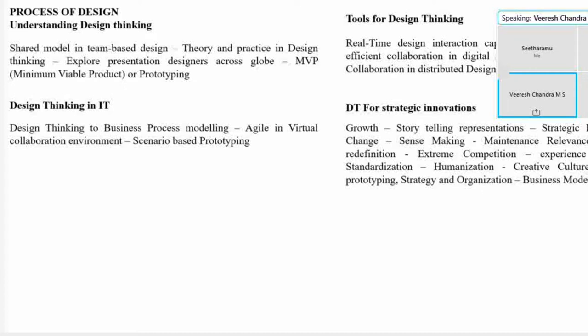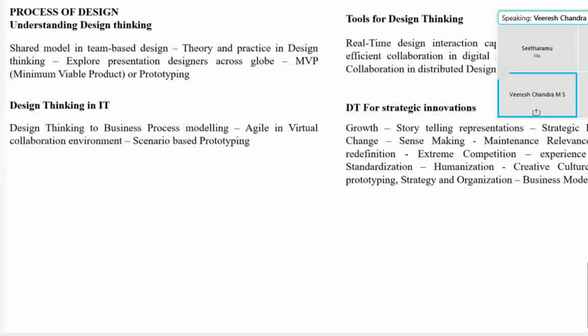Where does DT come in here? See, this is the storytelling I'm talking about. So here we should input our design thinking. Why? In order to bring good results among them, right? Good results among them.